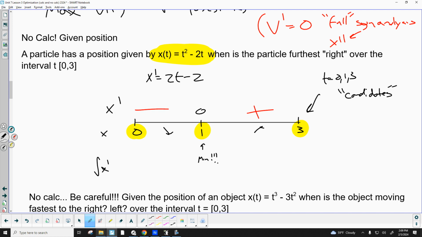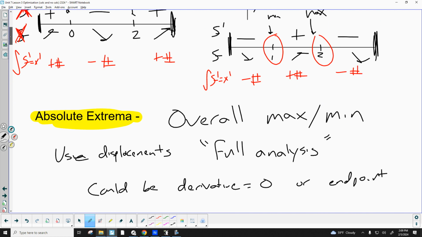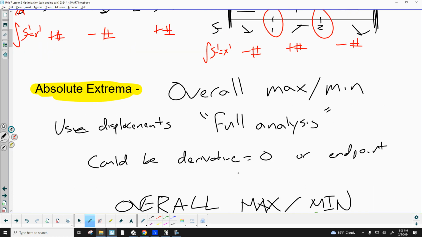We know our maxes and mins either occur when our derivative is 0 or an endpoint. This is the extreme value theorem. I don't know if I wrote that down. Absolute extrema, overall maxes and mins, could be at a derivative that equals 0 or an endpoint. This is what we call the extreme value theorem.